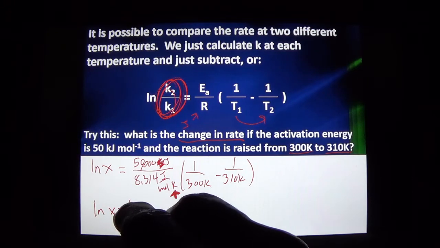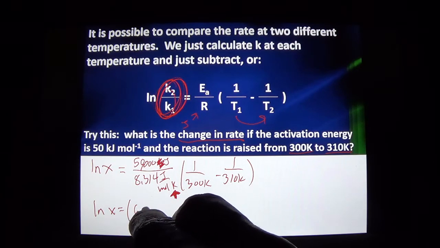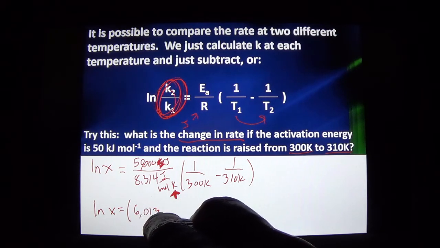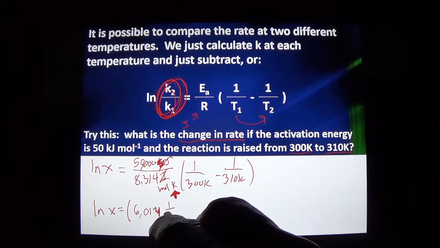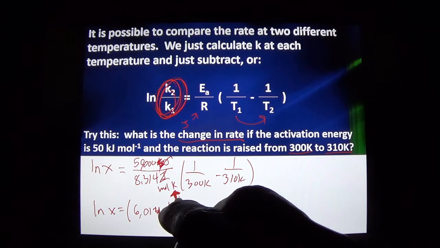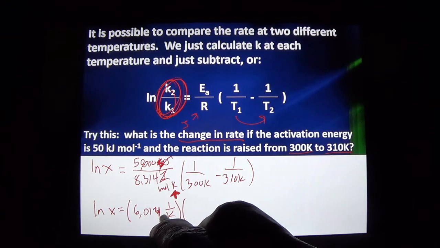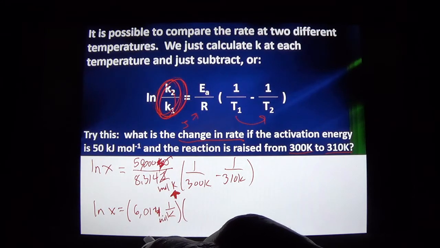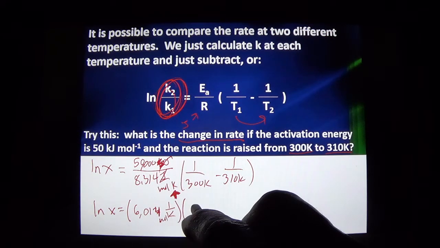Okay, and for some reason my calculator likes to make a chime. So anyway, 6,013, okay, 6,014, I'm going to round it off there. Joules have canceled joules. I do have per kelvins going on there. Okay, and we do have moles going on there, but we're not going to concern ourselves too much with that at the moment. I'll come back to that thought.